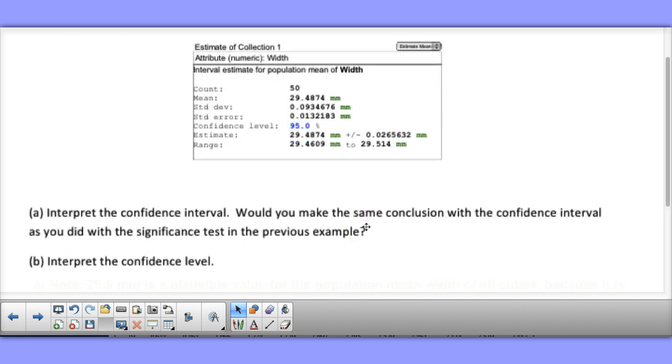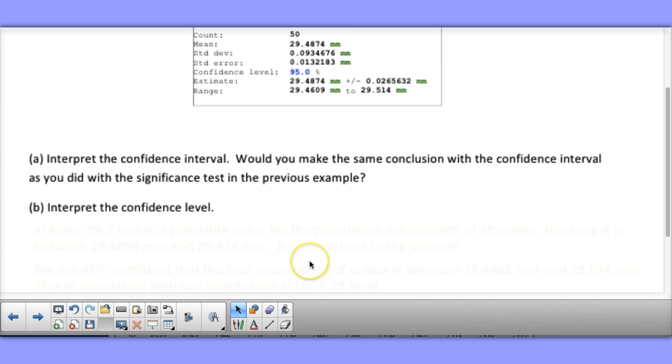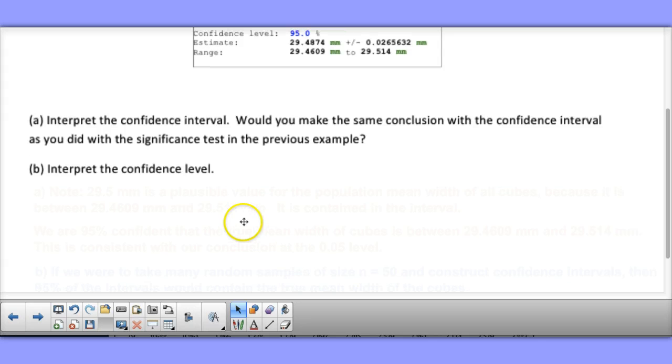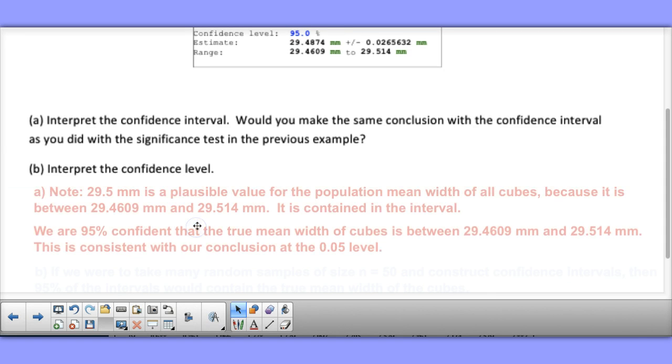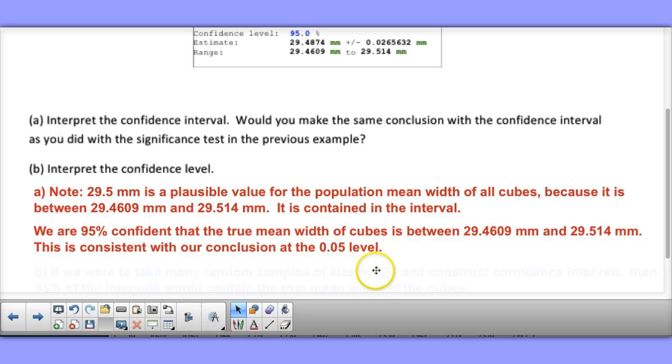So first, we're going to interpret the confidence interval and think about whether this interval gives us the same conclusion as we got with our hypothesis test. And then we're going to interpret the confidence level. So let's start with the confidence interval. Notice that 29.5 millimeters is within this range of values for the population mean width of all cubes. So it's a plausible value since it's contained in the interval.